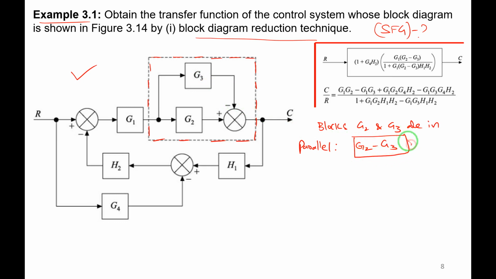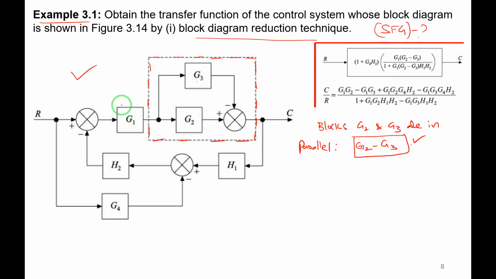This is one rule we have applied. I hope you got it, right? These two blocks are eliminated and this summing point also vanishes after applying this rule. The blocks are in parallel. So G2 and G3 vanish and the summing point vanishes and I am getting the single block, that is G2 minus G3, right? Then next, this block G2 minus G3 is in series with G1 right here.